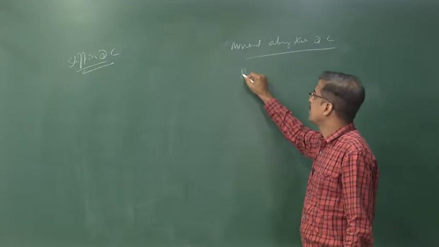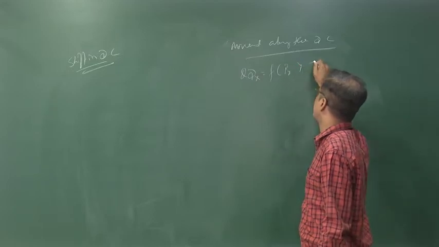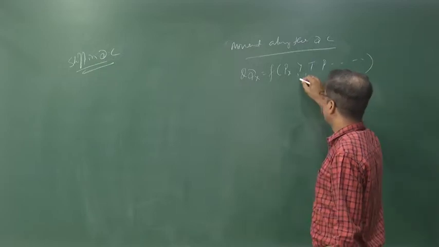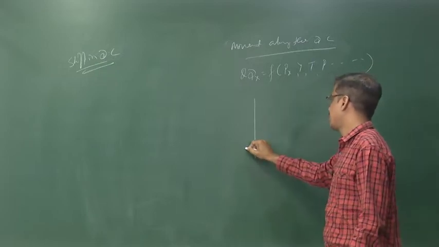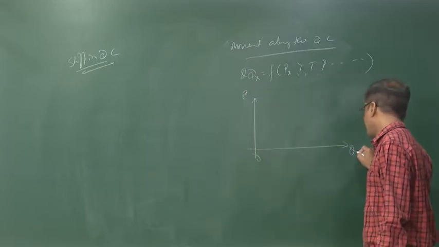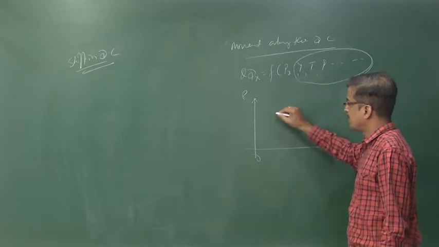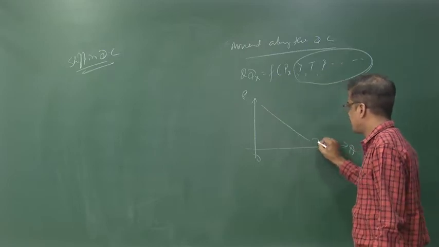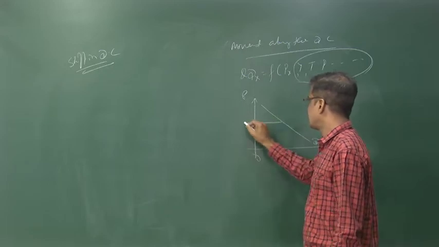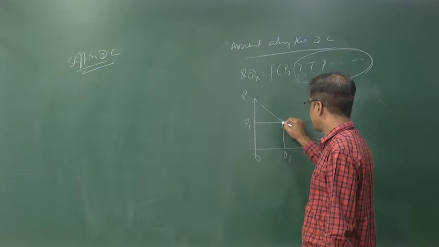Let us say quantity demanded of a product is a function of its price, income, taste, preferences and so on. Here we know the law of demand: when price rises, quantity falls, other things remaining constant, and the demand curve is downward sloping. Let's say the initial price is P1 and quantity is Q1, at point A.